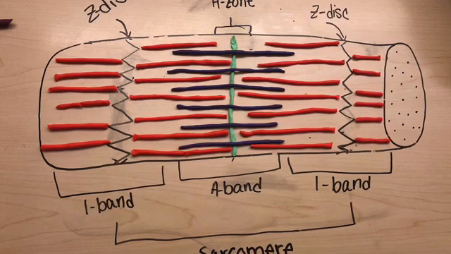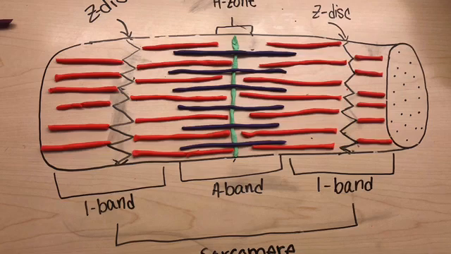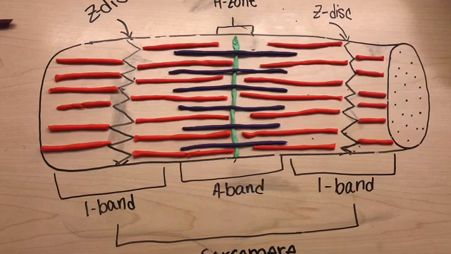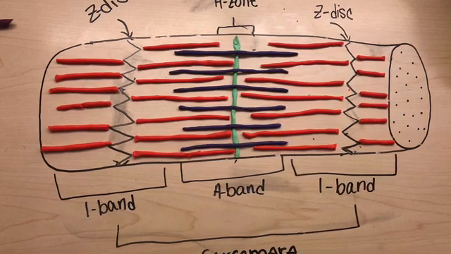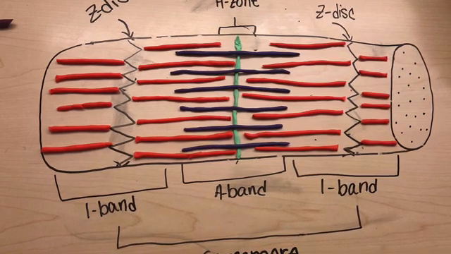And the next region over is called the H-zone. This is where thick filaments can be found. Then there's another Z-disc, and the pattern continues. In the H-zone, there is also the M-line. This is represented by the green line.